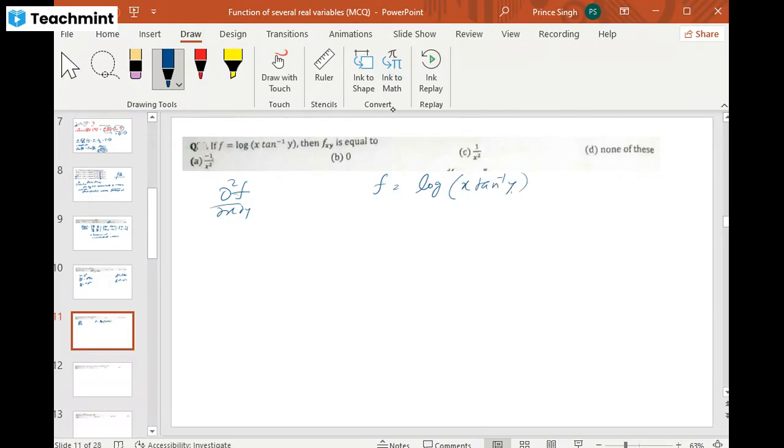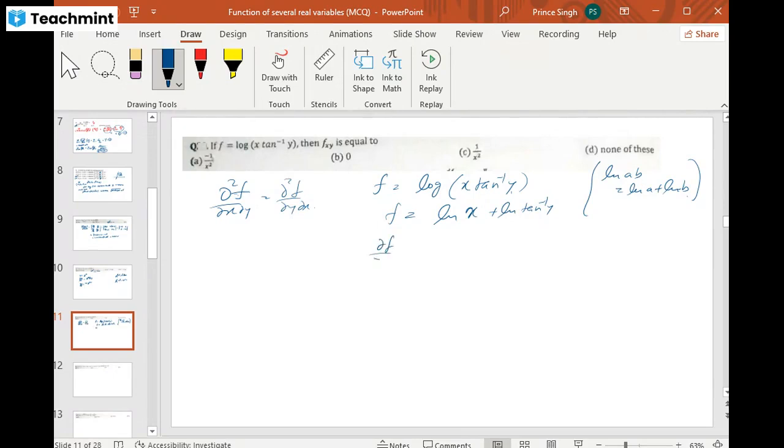When it is not mentioned and the problem is based on derivatives, we assume log is the natural log. So it is basically log of x plus log of tan inverse y, using the property that log of AB is equal to log of A plus log of B. Okay, so this is the property of log. If I want to calculate the mixed partial derivative, curly square f upon curly y curly x, we can calculate in any way.